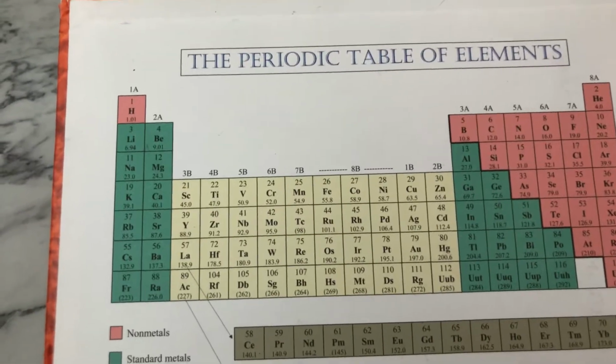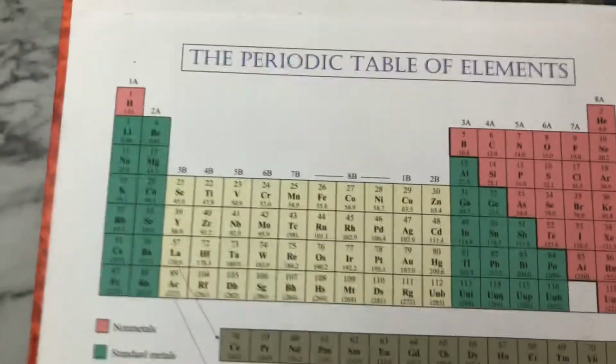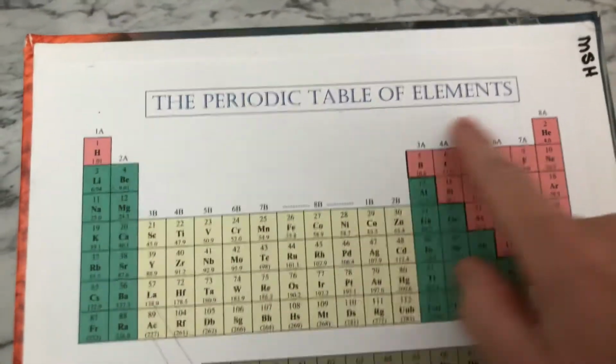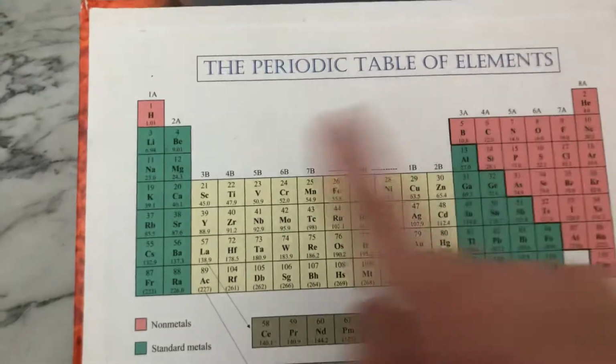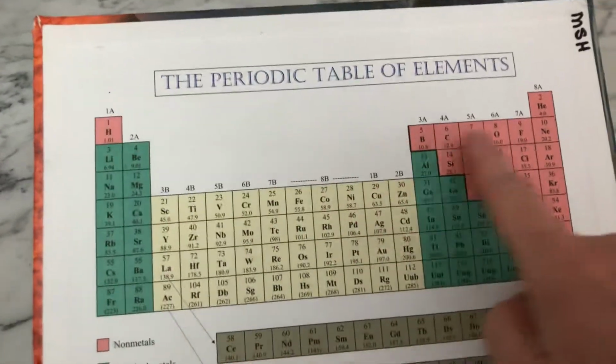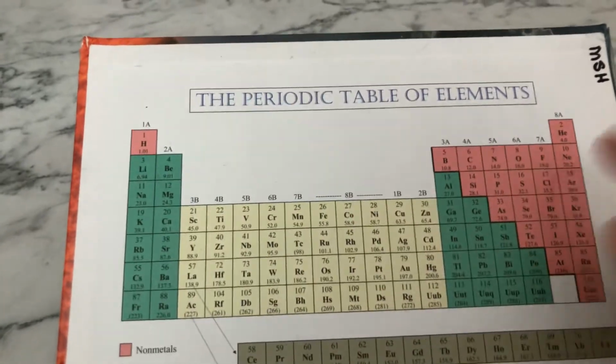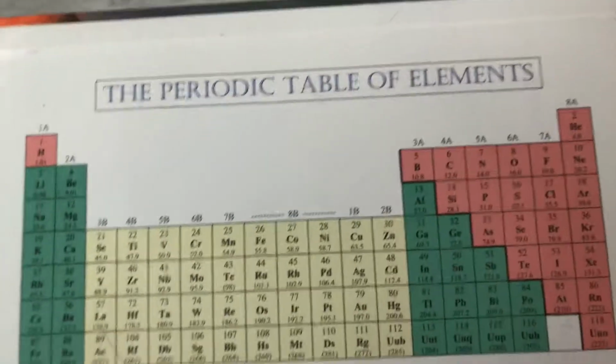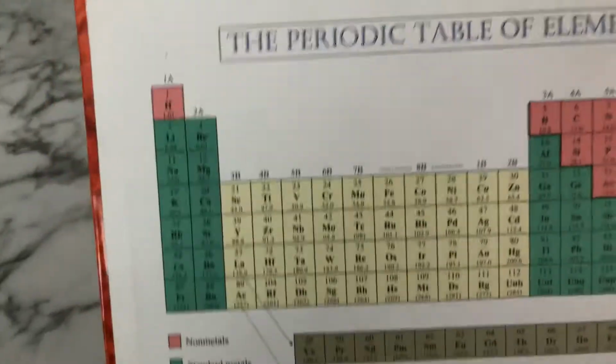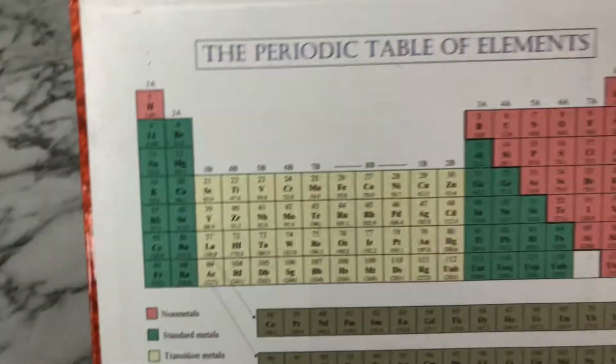In order to draw Bohr models, you have to know the rows. This right here is row 1, so it's hydrogen and helium. Second row is lithium through neon. And the third row is sodium through argon. So those are the 3 rows that you're going to be drawing.